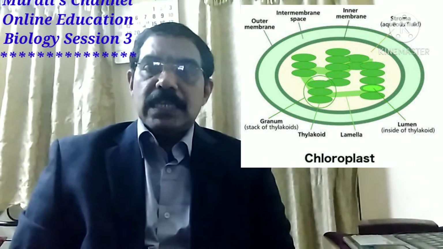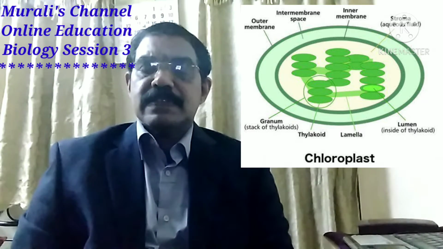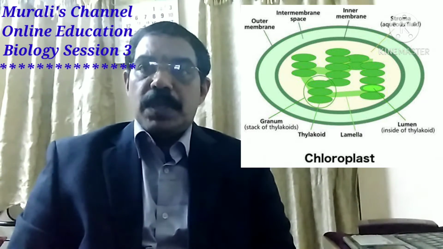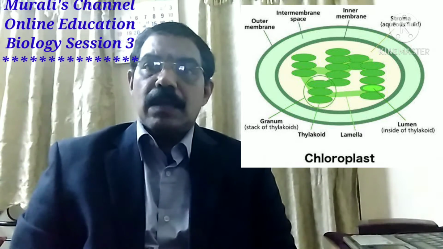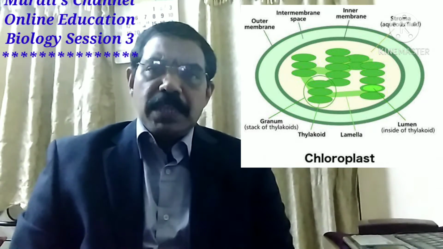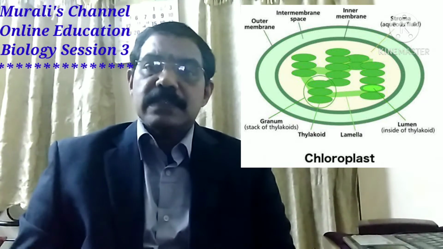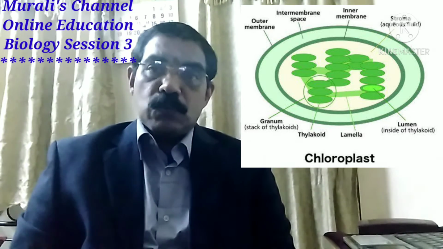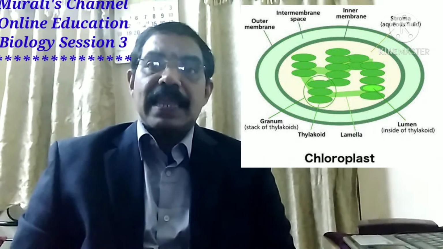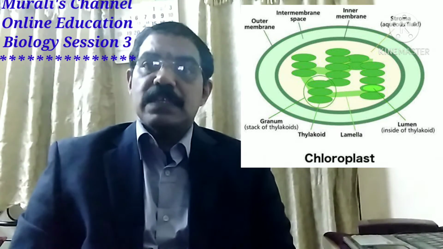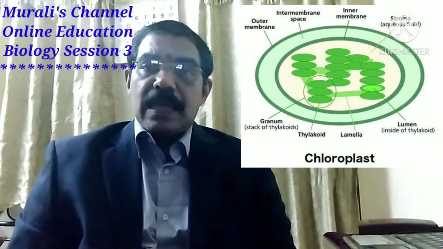The next is stroma. This stroma is a matrix, which fills up the inside of the membrane. The main function of this stroma is to synthesize proteins. As I said, it's a matrix of thylakoids and grana, because the third is thylakoid and the fourth one is grana.